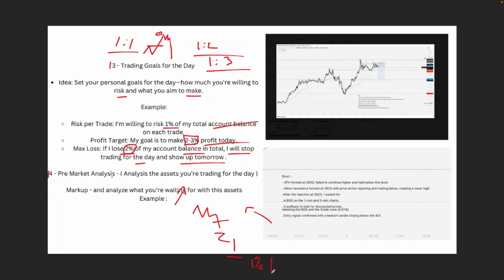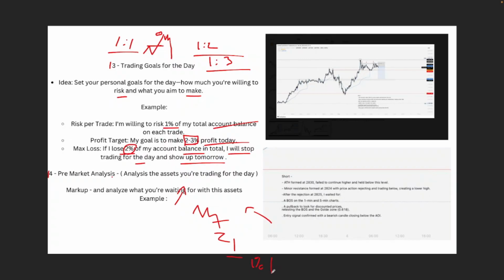So this is where you've got to build a strong psychology. Once you make 2%, 3%, you're done for the day. Don't even look at the screen. If you lose 2%, you're done for the day as well. You're only risking 2% throughout the day, right? You're risking 2 trades. If it hits one time, you're done for the day.